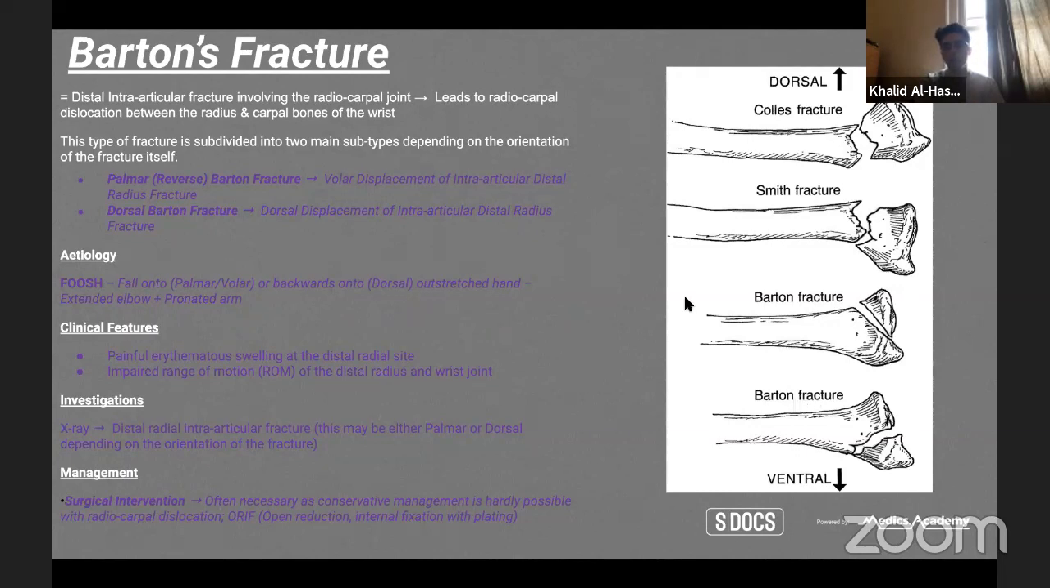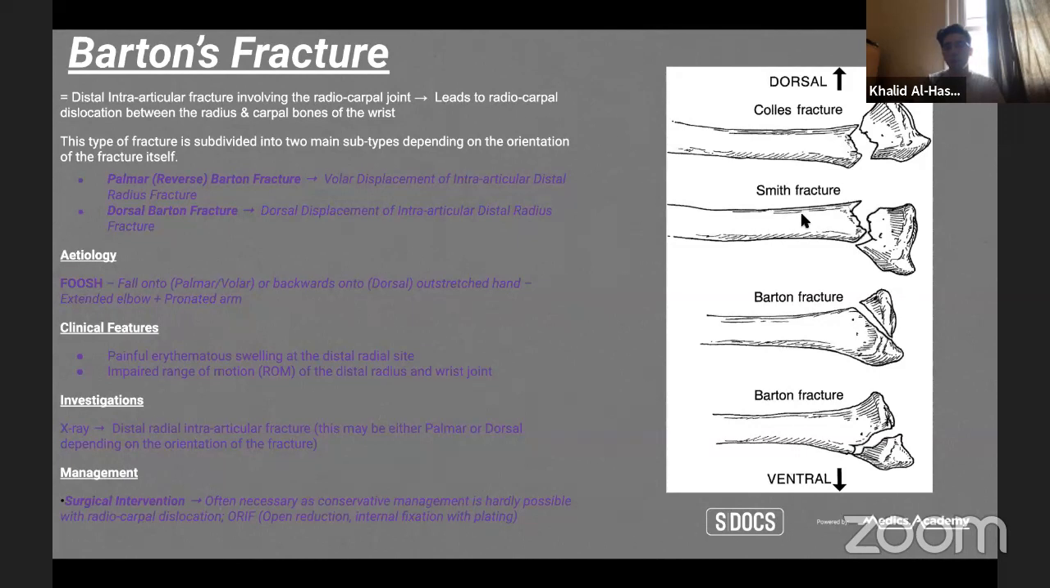Again, this is usually caused by a fall onto an outstretched hand, extended elbow with a pronated arm. Clinical features: painful erythematous swelling at the distal radial site and loss of range of motion at the wrist. The investigations again would be an X-ray, which would show you an intra-articular fracture, which is unlikely to be seen in a Colle's or a Smith fracture.